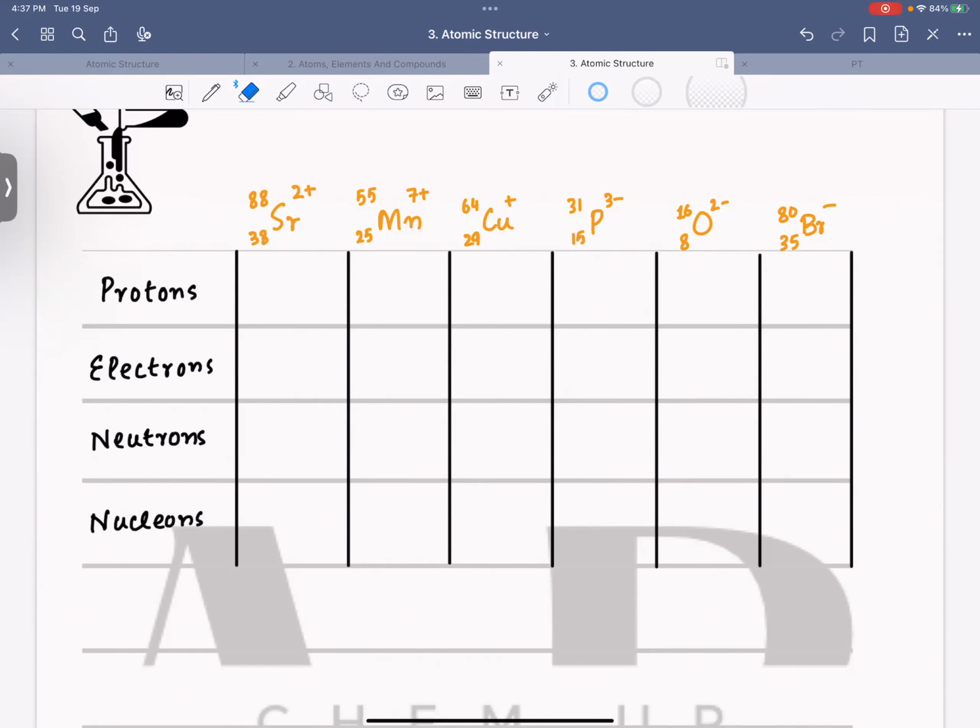What does plus one charge mean? It means one electron. It doesn't mean it loses, it means that it lost its one electron.